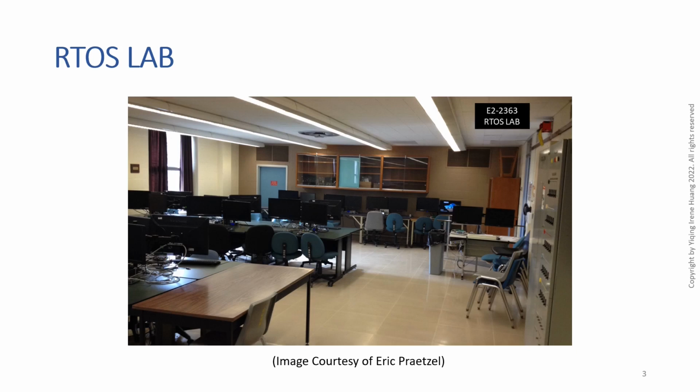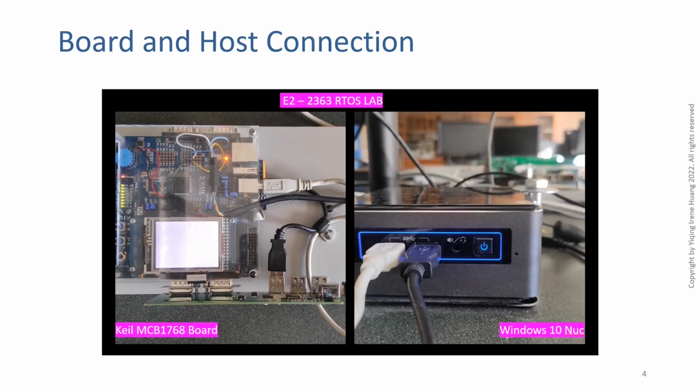Our lab is in E22363. When we're back in person, we'll be inside this lab. Now we're doing online learning, so this lab is remotely accessible. In this lab, we have 27 Windows machines. Each one of these Windows machines is connected to this Keil board, this big blue square one.